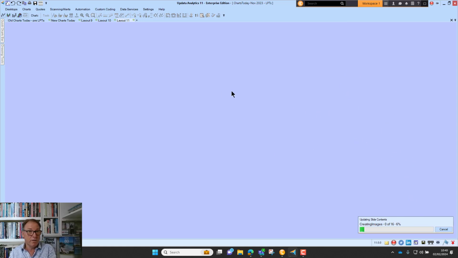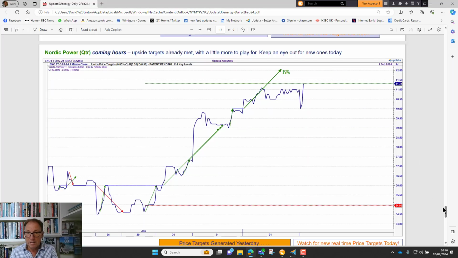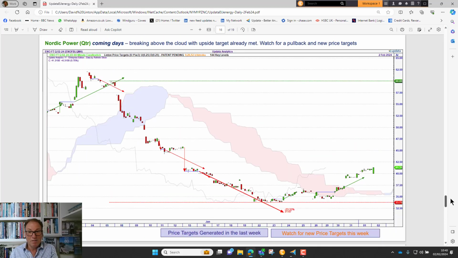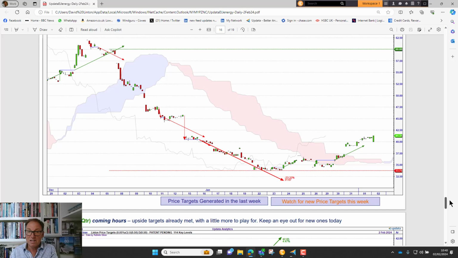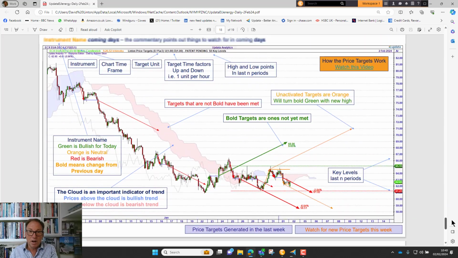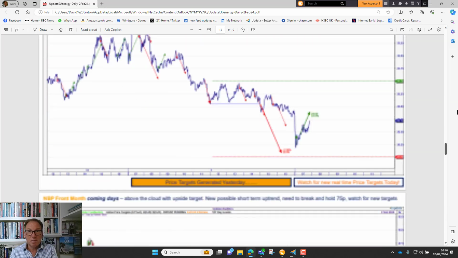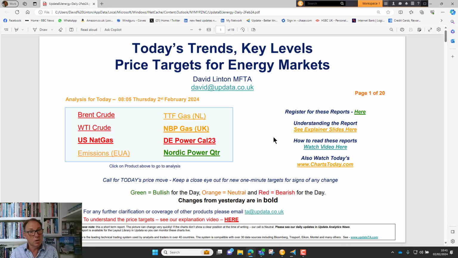Now, you could do this yourself. If you've got Updata, you can have the same report. You can run it yourself every morning. But the key thing is we put it out to clients. And so we were bullish on Nordic Power. Hard to believe when German Power didn't look so good, but that was the picture there on Nordic Power. So the key thing there is these are how the targets are explained, but that's how the reports work.